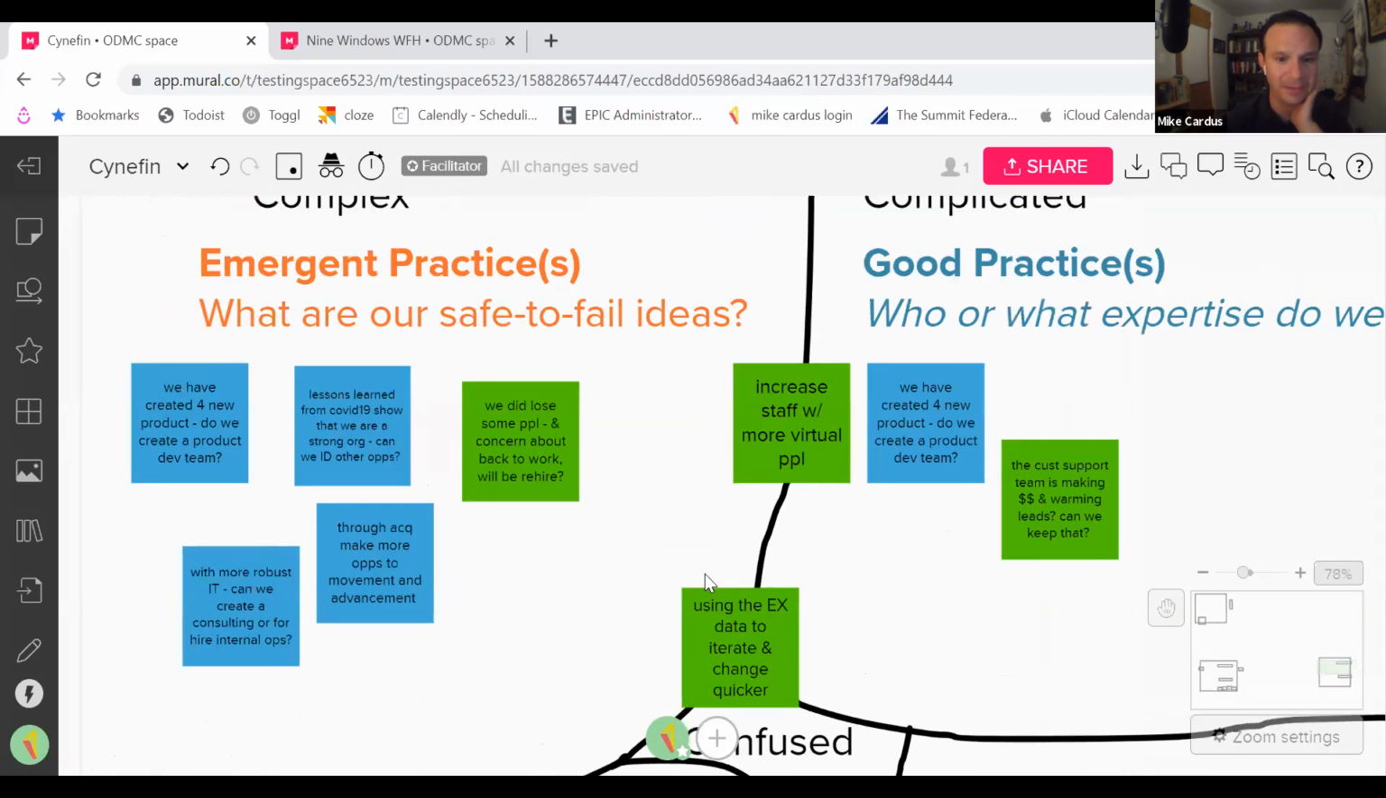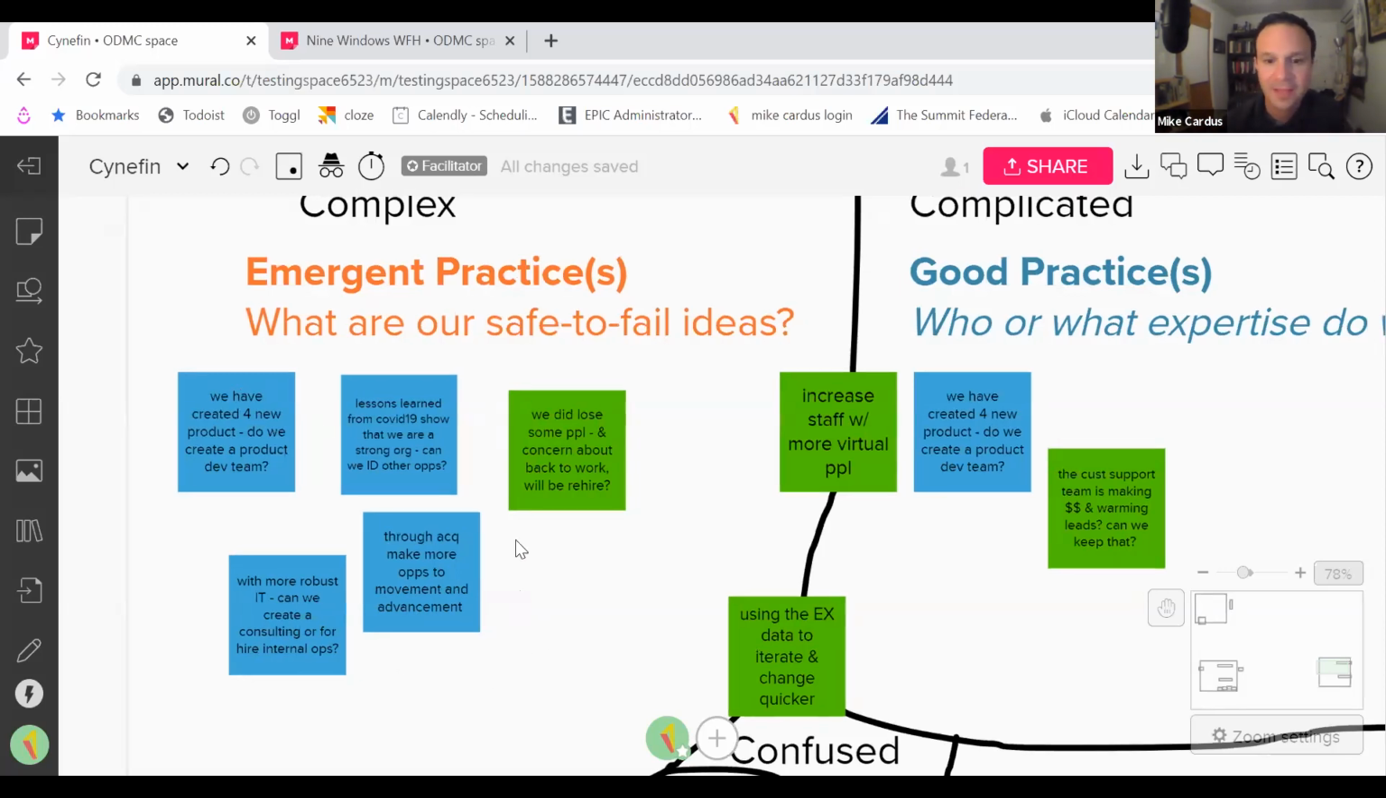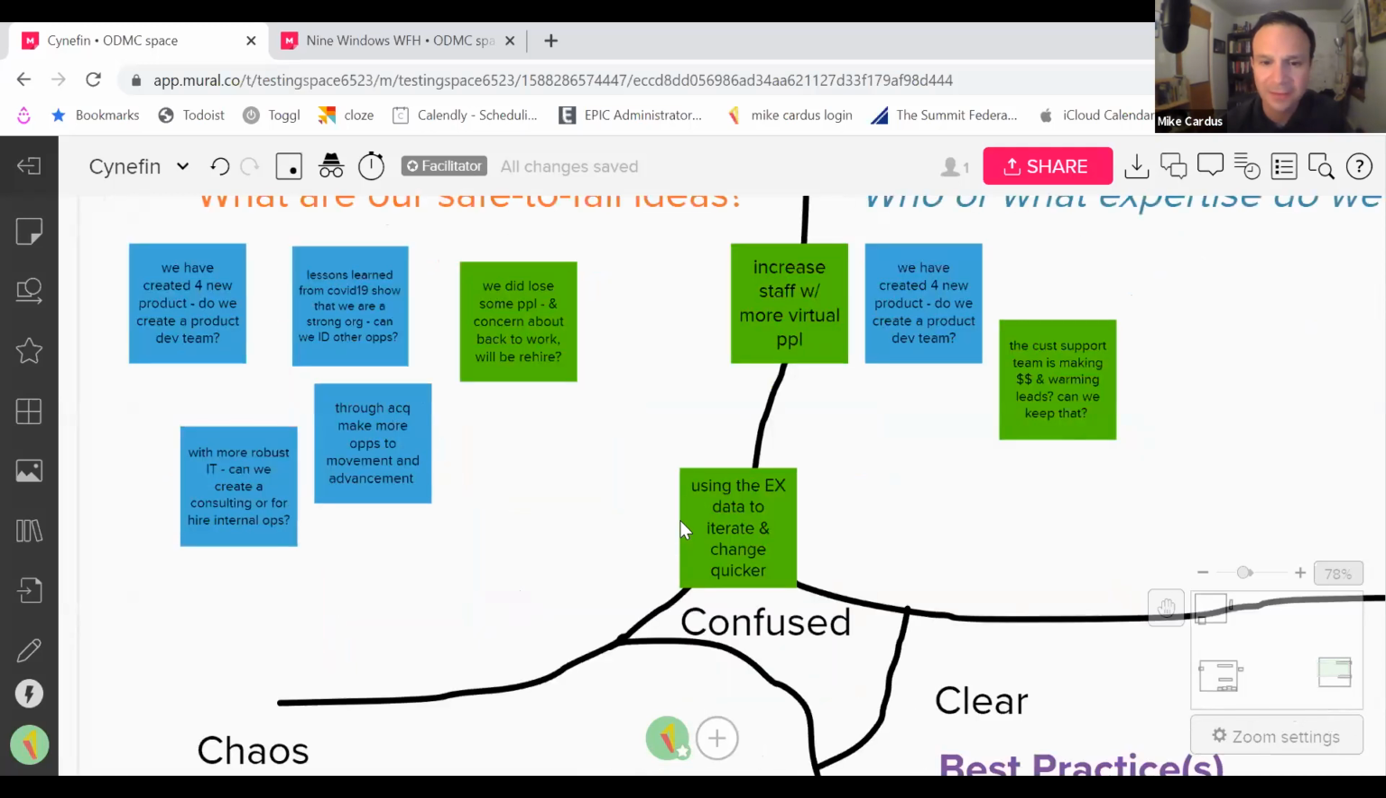Additionally, here's the complex stuff, right? So they were trying to say, we already created 4 new products. Do we have to create a new product development team for our organization? We did lose some people and we're concerned about back to work. Will we rehire people? Thoughts of acquisition, make more opportunities for movement and advancements. With a more robust IT system based upon work from home, can we create consulting for our consulting and hire internal operation people? This one was kind of between confused in these areas.